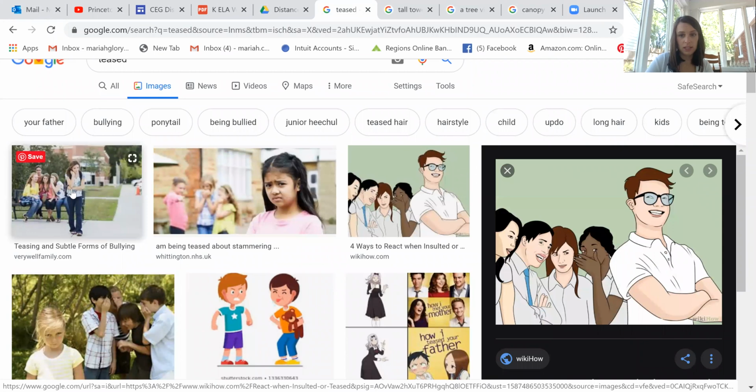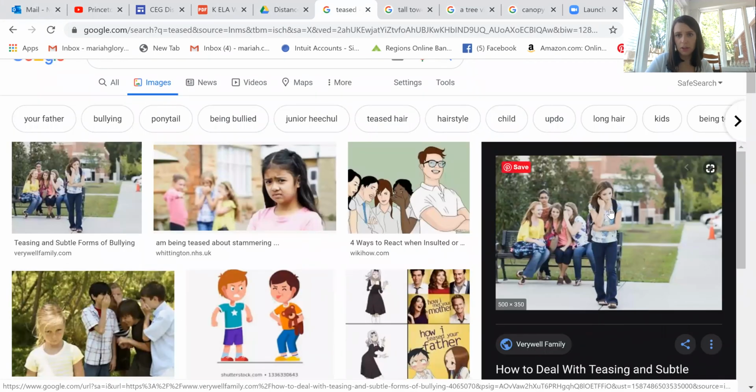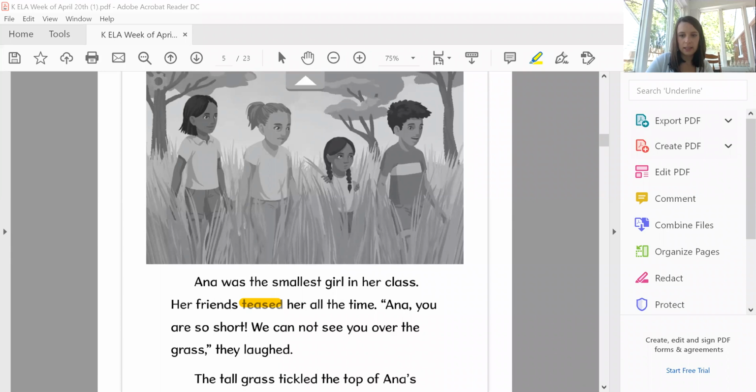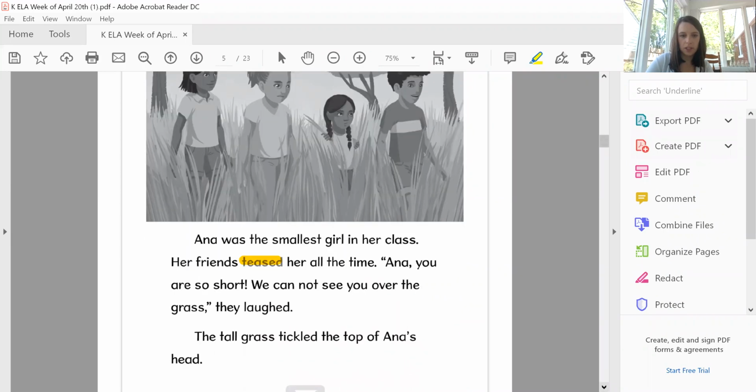I don't know if he's liking it. He's got a smile on, but maybe he shouldn't. Yeah, the girl feels sad. It hurts people's feelings when you tease them, right? We don't want to do that to people. Another word we're going to hear in this story is that. Scroll down to the next page.